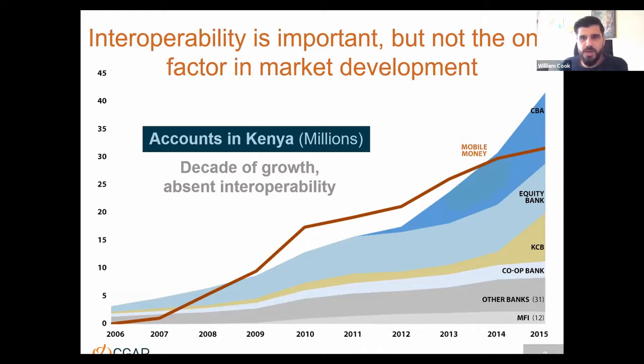It was a story of non-banks being able to take advantage of things like agents and e-money issuance, and really then banks responding to that precedent, that competitive pressure, and actors like Equity Bank also focusing resources in that market.